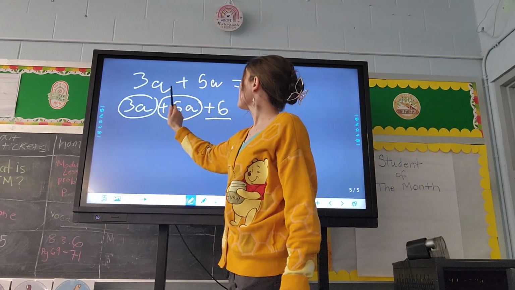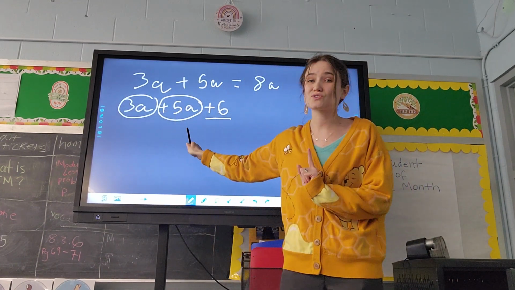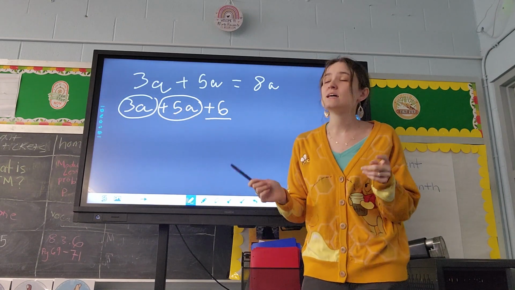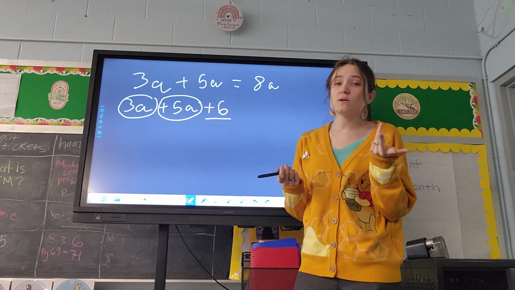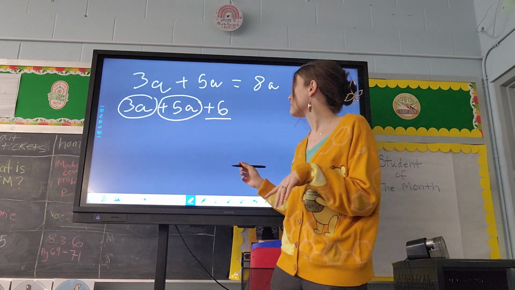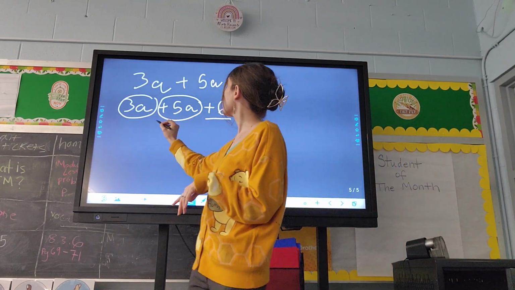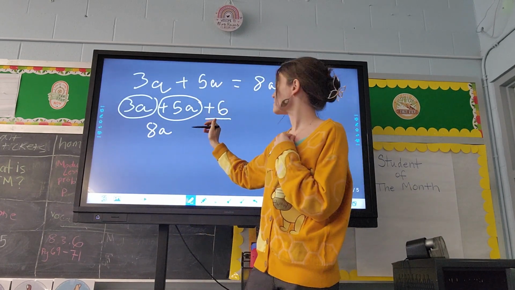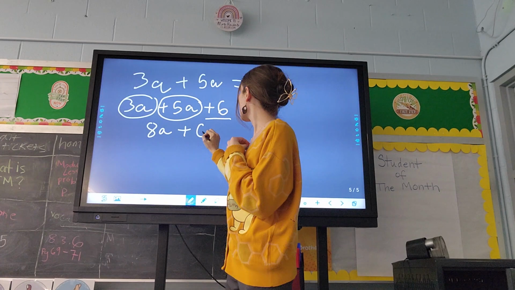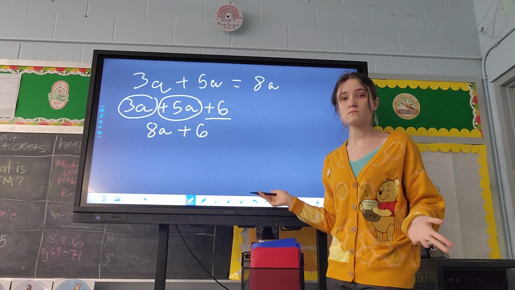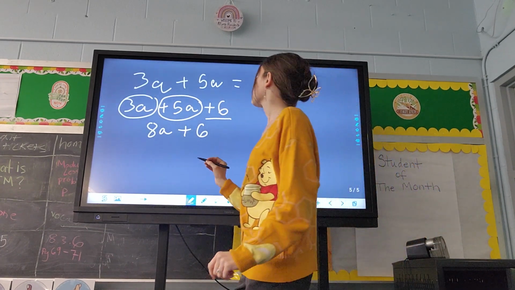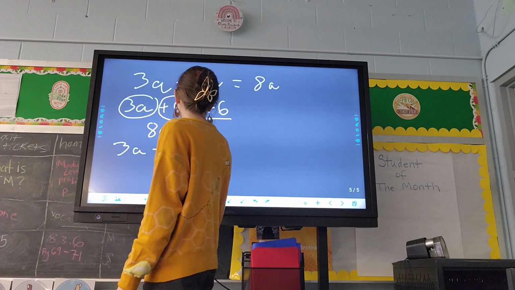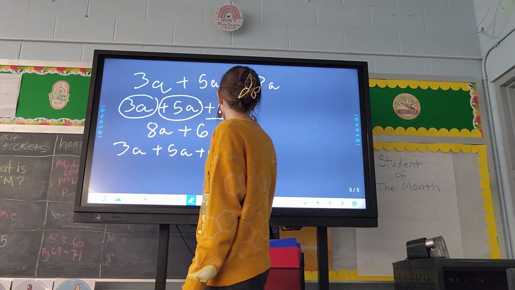What is 3a plus 5a? Please make sure you circle the sign right here because we need to know if you're adding or subtracting it. So 3a plus 5a, well, that's 8a. 6 was not circled, so 6 is just going to be by itself and written as 6. Excellent.